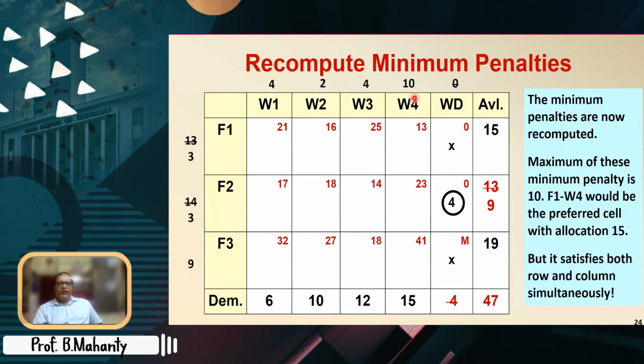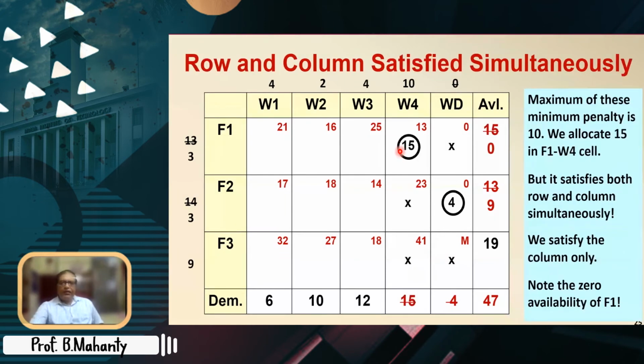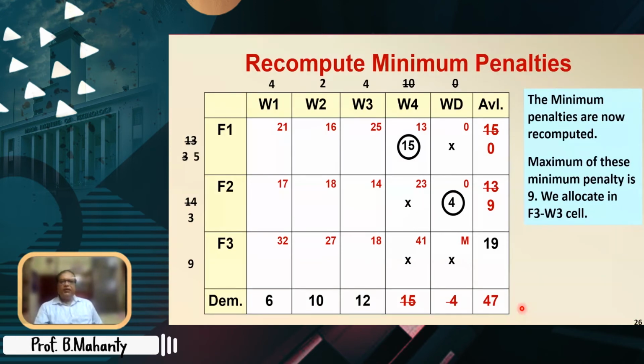So again we see that this 10 is the highest, and then again this square is chosen, and again we have that row and column satisfied simultaneously. So the same situation has come again, and we can follow the same path, that is, we enter a 15 there, make it 0 and cross out. It's all right. So like that we follow Vogel's method, recompute the minimum penalties once again.